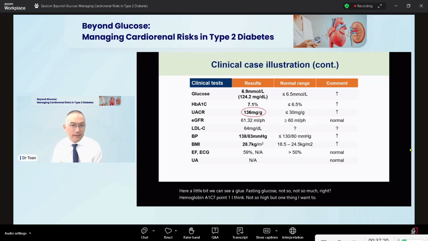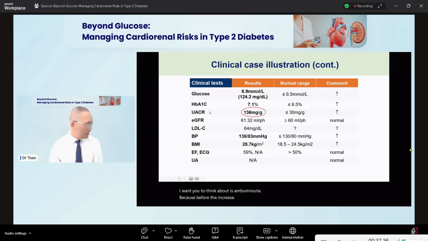you to think about is the albuminuria, because Hi, Dr. Toàn, can you increase the volume? The voice is so difficult to hear from us. Yeah, thank you. Thank you. I will go slowly.